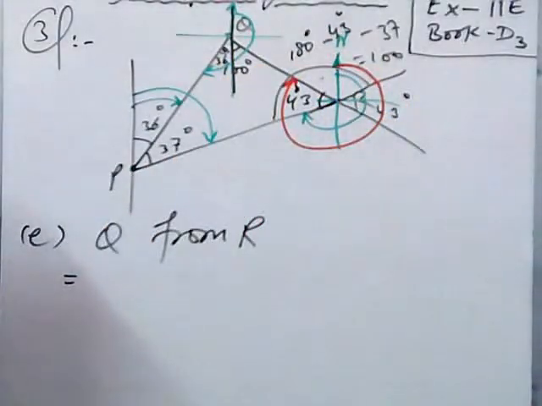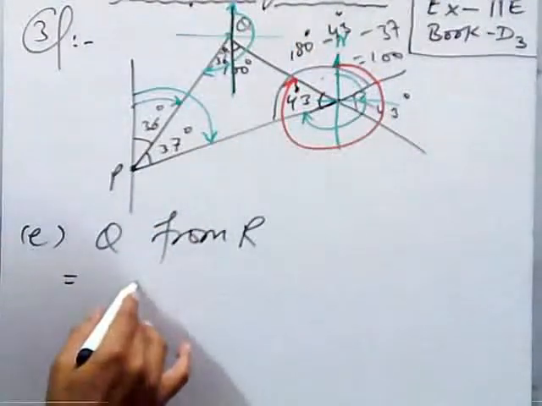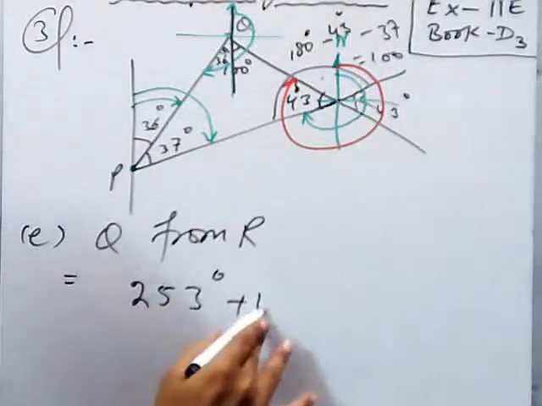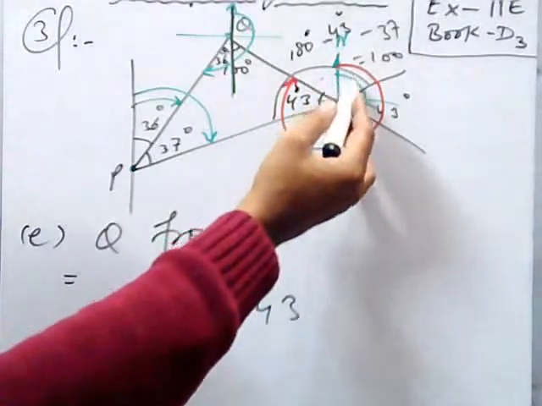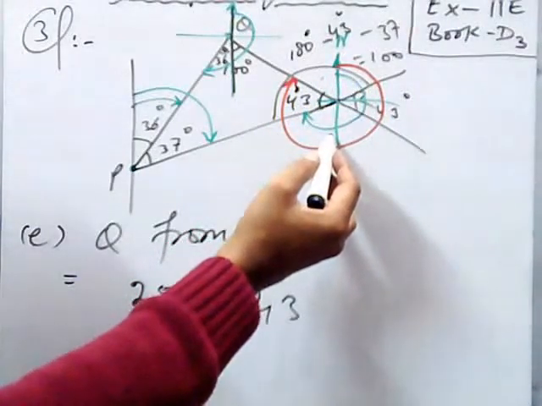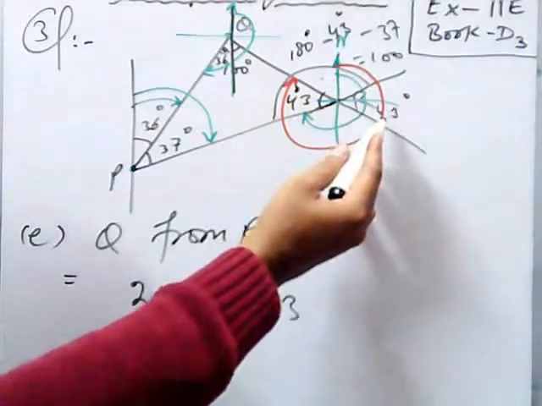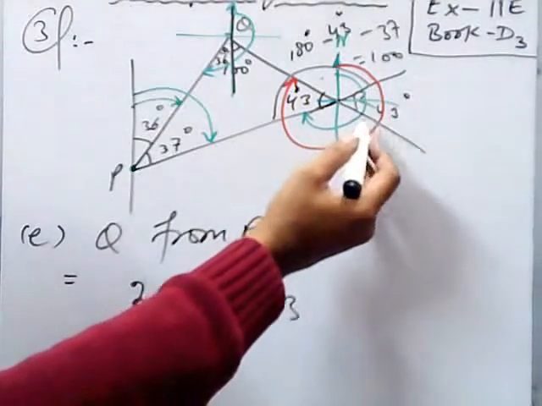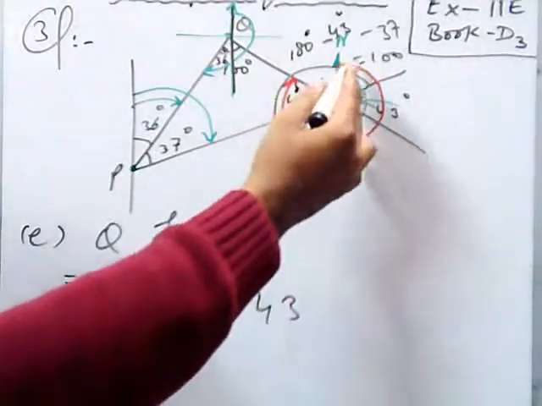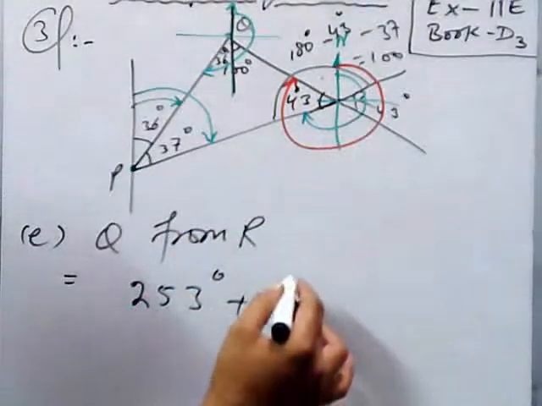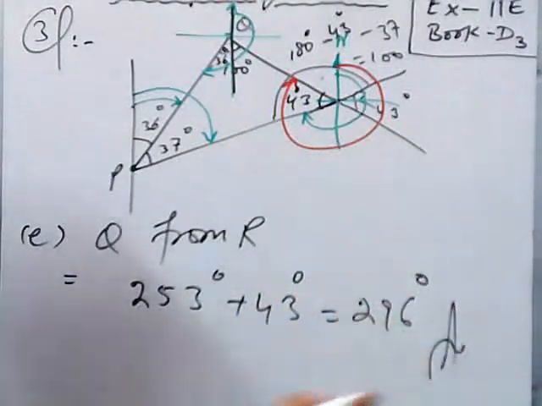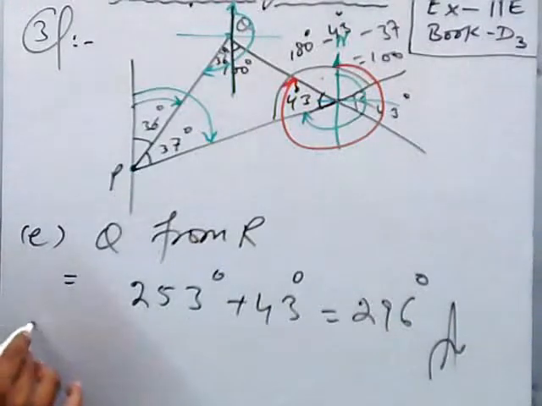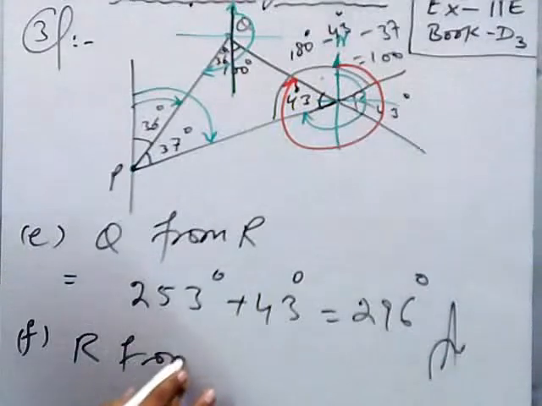And how much is this? The value is the sum of this, that is 253 degrees plus 43 degrees. We should have to plus 43, and this one is your 100 degrees. So after adding all these angles, you will get 253 plus 43 is equal to 296 degrees.